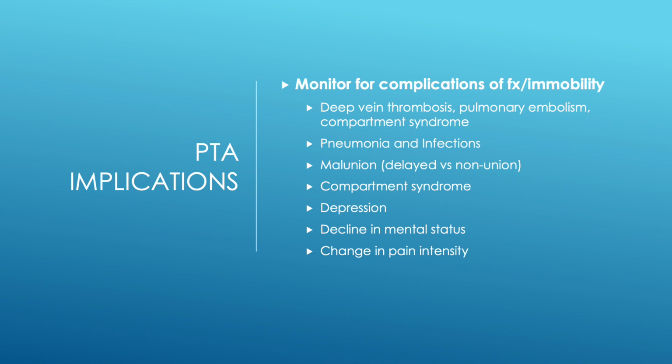Malunion and non-union. Malunion refers to improper healing of a fracture resulting in misaligned or shortened bone. Non-union occurs when the fracture fails to heal within the expected time frame. Signs and symptoms include persistent pain, deformity, limited range of motion, and functional impairments.